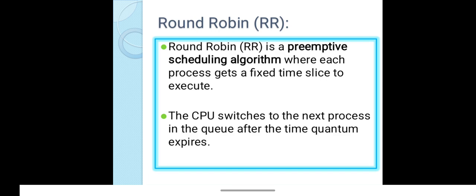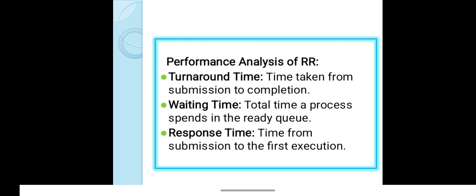And another one is round robin. Round robin is designed especially for time-sharing systems. It is similar to FCFS scheduling, but preemption is added to switch between processes. A small unit of time called the time quantum is defined. The ready queue is treated as a circular queue. It is called round robin. And next one is performance analysis of round robin. Turnaround time: time taken from submission to completion. Waiting time: total time a process spent in the ready queue. And next one, response time: time from submission to the first execution.